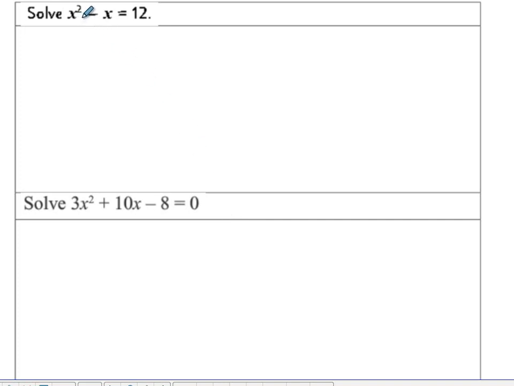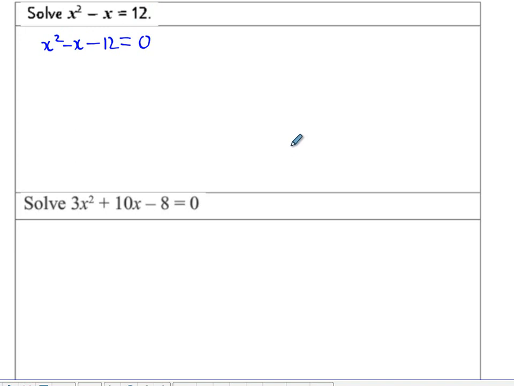Solve x squared minus x equals 12. We know that's quadratic because of the x squared, but it's not equal to 0. Cheeky question. So we must always make sure that the equation is equal to 0. Now to get equal to 0, really easy. All we have to do is just minus 12 from both sides.